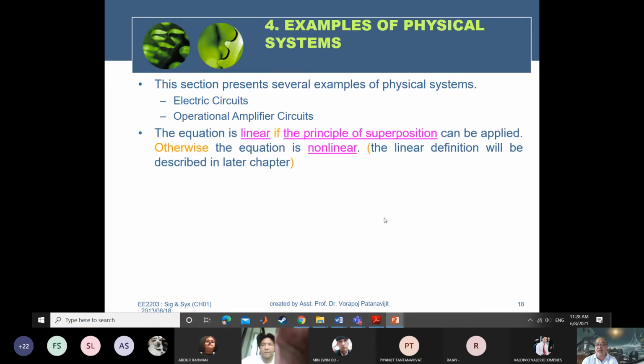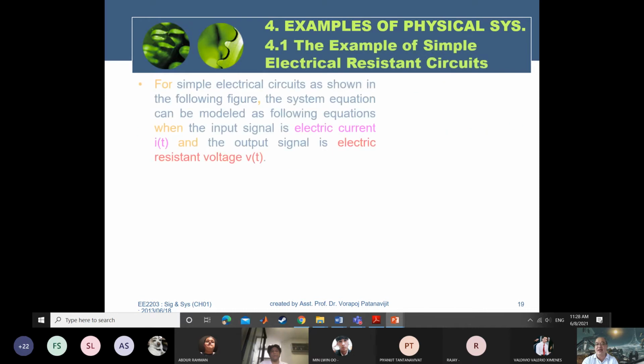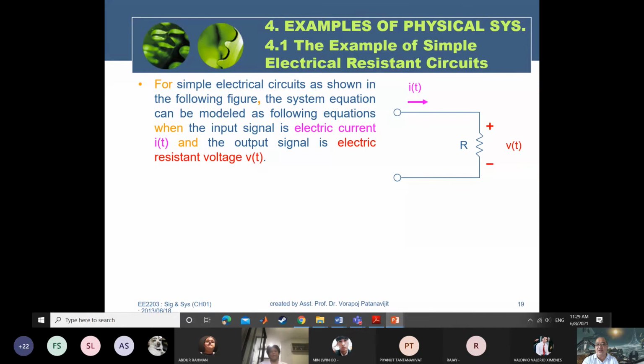An equation is linear if the principle of superposition can be applied. Otherwise, the equation is nonlinear. The nonlinear definitions will be described in a later chapter. The first one, we start with the example of a simple electrical resistance circuit. For the simple electrical circuit shown in this figure, the system equations can be modeled as the following equations when the input signal is the electrical current i(t) and the output signal is the resistor voltage v(t).